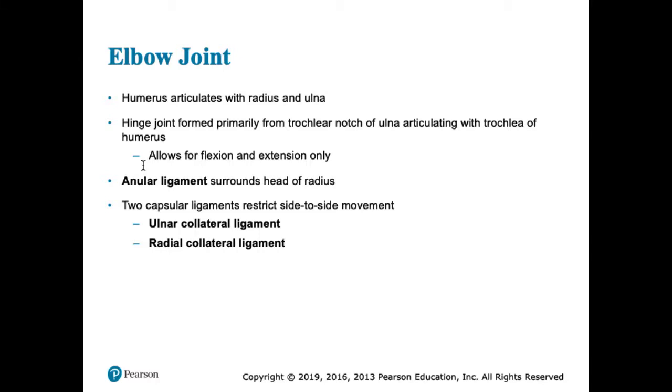The elbow joint: the humerus articulates with the radius and ulna. It is a hinge joint formed primarily from the trochlear notch of the ulna articulating with the trochlea of the humerus. This allows for flexion and extension only. The annular ligament surrounds the head of the radius, and then two capsular ligaments restrict side-to-side movements: the ulnar collateral ligament and the radial collateral ligament.